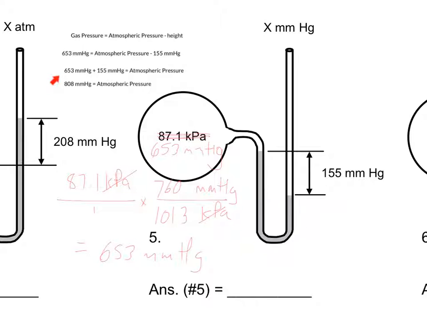Here I've done exactly that. I plugged in the values and I've gotten the atmospheric pressure as 808 millimeters of mercury. So what that means is this is my actual answer here, 808 millimeters of mercury. That is the X value right there.